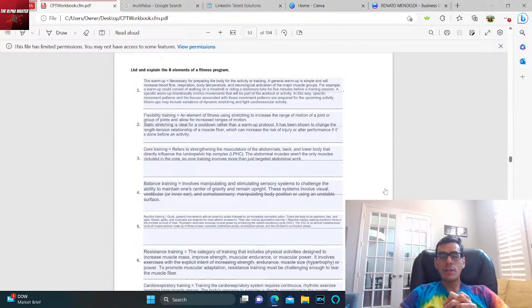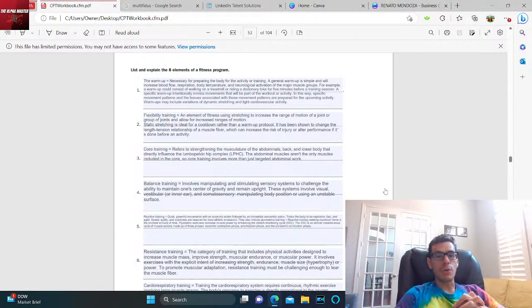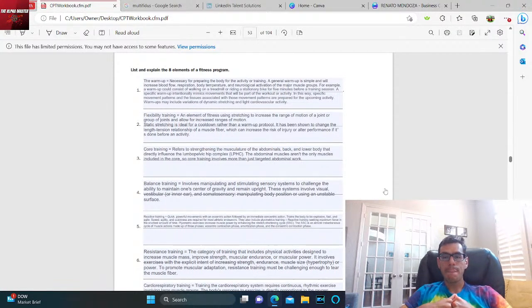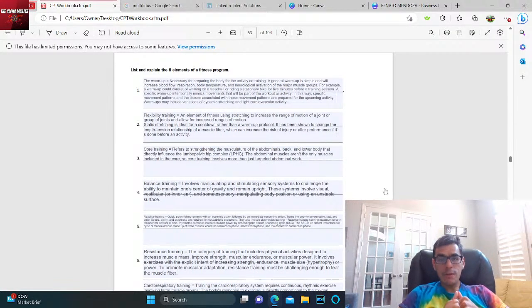Now, flexibility training is an element of fitness using stretching to increase the range of motion of a joint or group of joints. Static stretching is ideal for a cool down rather than a warm-up protocol. It has been shown to change the length-tension relationship of a muscle fiber, which can increase the risk of injury or alter performance if it is done before an activity.